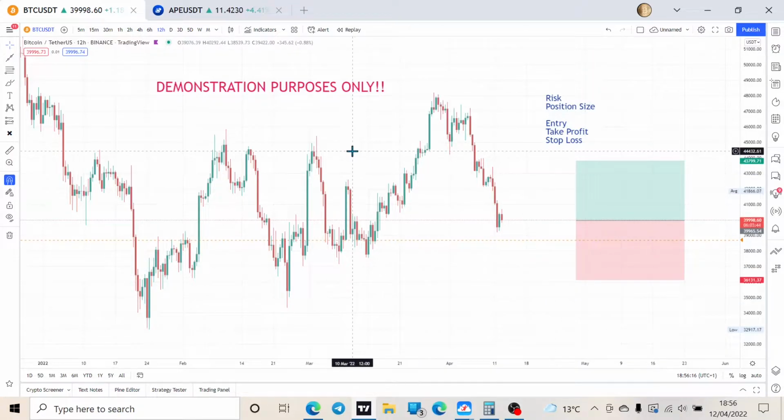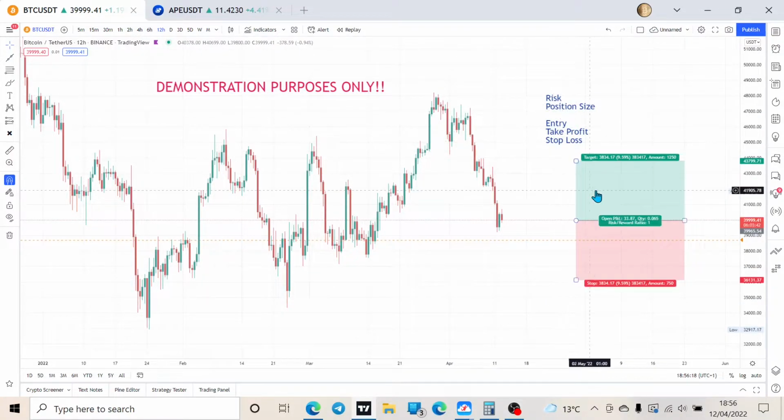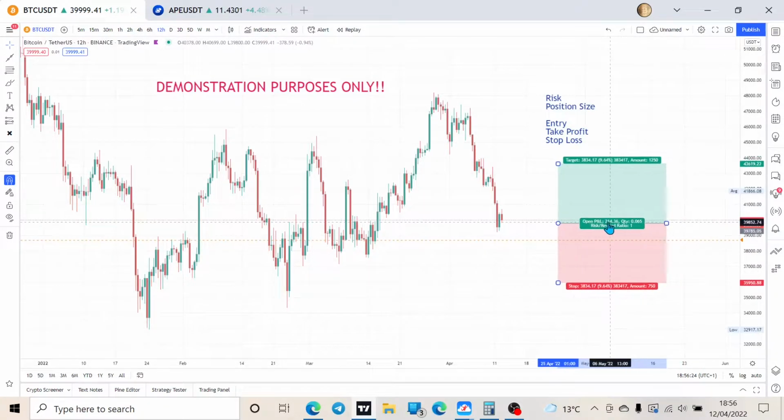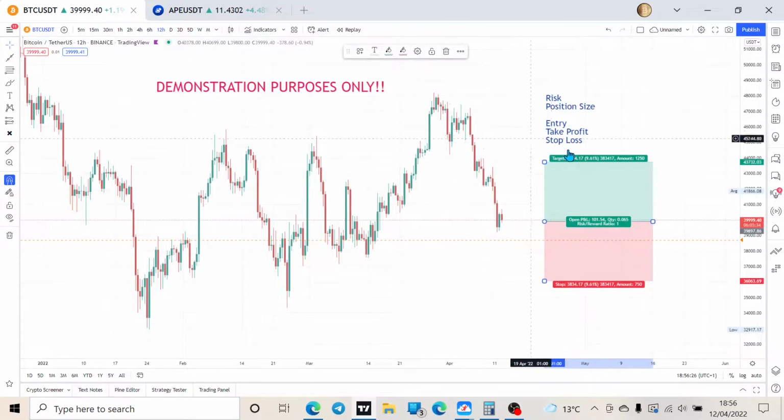Okay, so let's just have a little deep dive into this. This indicator obviously is very good. Sorry, this tool rather is very good. But as I say, please remember that you can't just use one method in trying to be a successful trader. You have to use a variety of methods.